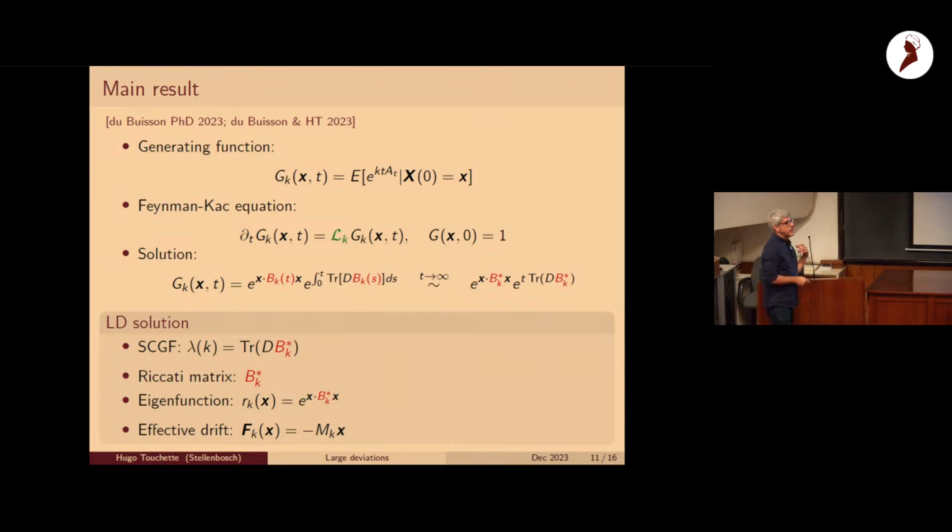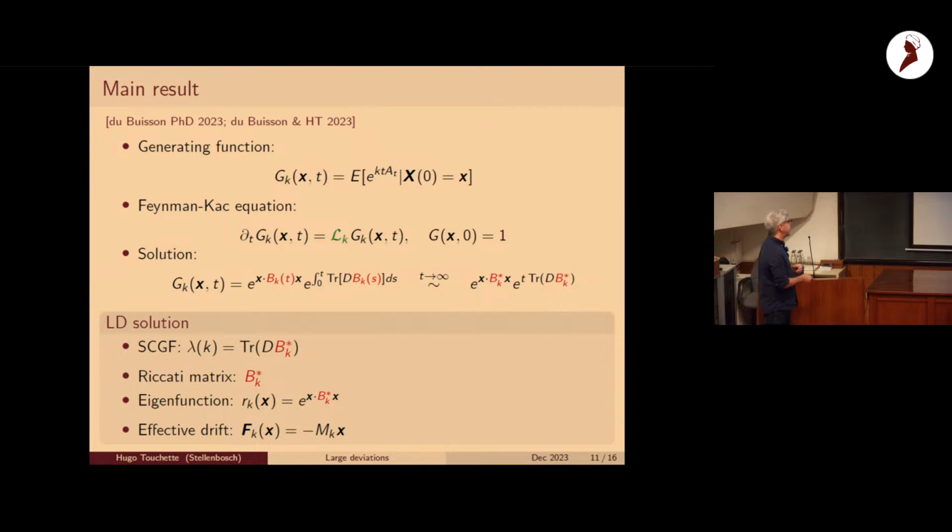B_k actually satisfies a Riccati type equation. I'll show that equation on the next slide. Under some conditions, you can show that the time-dependent Riccati equation will go to a stationary solution. In fact, it can have many different solutions, and so you need to select the right one, which will be this B_k star matrix, which we call the Riccati matrix. And then the eigenfunction, the r_k that we need to define the fluctuation process, is always the bit that comes in front of the exponential scaling when you look at the scaling of the generating function. Okay, so that comes from the theory.